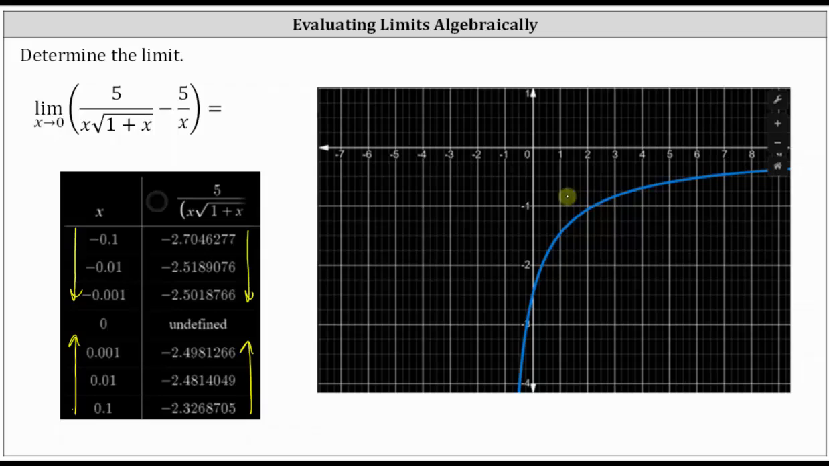Now looking at the graph, most graphing software is not going to show removable discontinuity. Notice how the function is undefined at x equals 0. So there is a hole here at x equals 0. But either way, notice as we approach x equals 0 from the left and from the right, we can see we are approaching the function value of negative 2.5 or negative 5 halves, which does verify our work is correct.